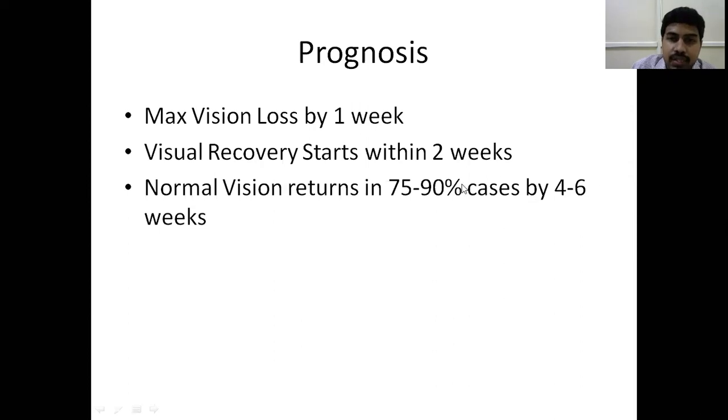Almost by 4 to 6 weeks, in 90% of the cases, the vision returns to normal. And in the remaining 10 to 20% of cases, it may take more than 6 weeks. So the prognosis, what you have to remember is, up to 7 days the maximum vision loss can occur. After 7 days, the vision loss usually reduces or usually doesn't occur. It remains there and recovery starts within 2 weeks. And by 4 to 6 weeks, almost the vision is normal with and without treatment.